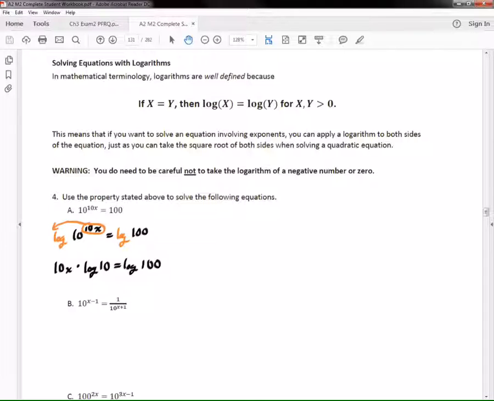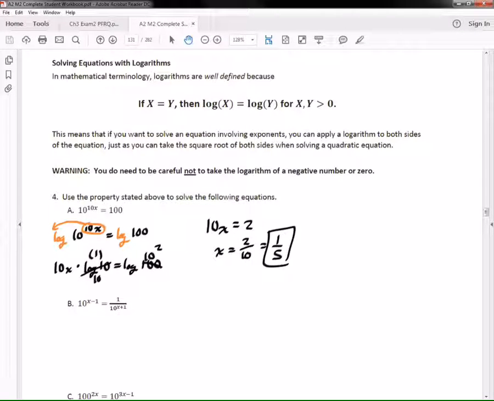Now, I'm writing extra because I want to make sure you guys are following me. What is log of 10? Come on, people. What power of 10 equals 10? 1. So this is really just a 1, and 10x times 1 is just 10x. Let me rewrite that. We have 10x equals. Now, what do we get on this side? Do you know what log of 100 is? 2. Yes, it's 2. Another way to write 100 is 10 squared. So now I get x equals 2 divided by 10, which is the same as 1 over 5.